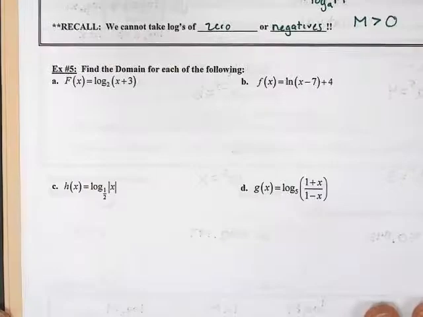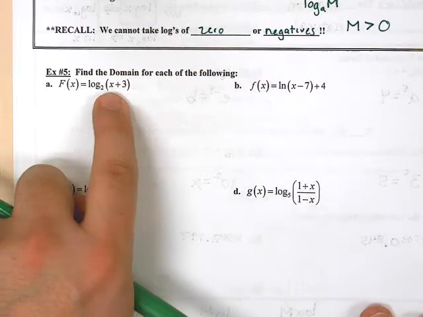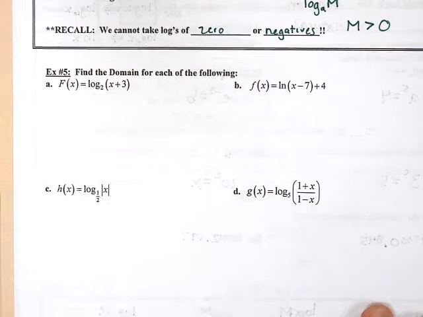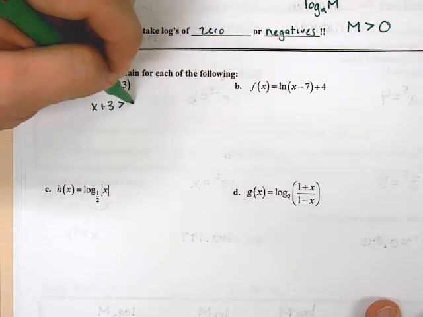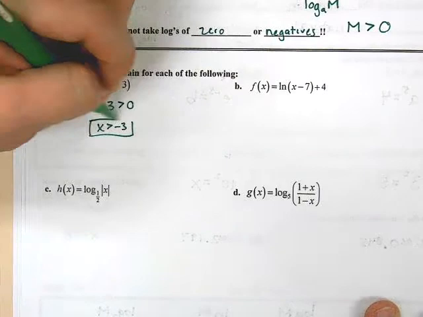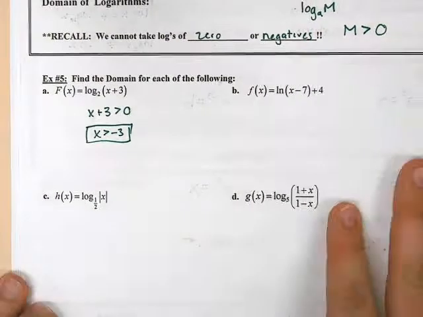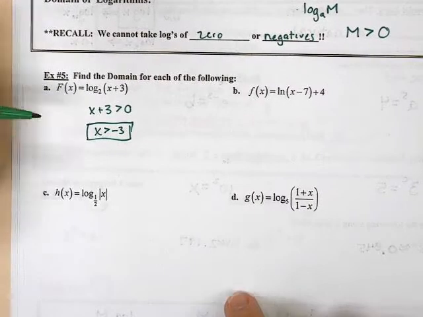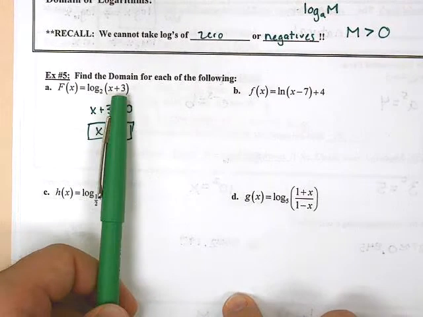So when we take a look at letter A, and I see that my argument is x plus 3, I know that whatever's inside the logarithm must be greater than 0. So x plus 3 is greater than 0. x is greater than negative 3. This is really similar to the other domain problems we've done in the past. It's just now we have something new to add. We're not looking for a denominator. We're not looking for underneath a radical. We're looking inside of a logarithm.